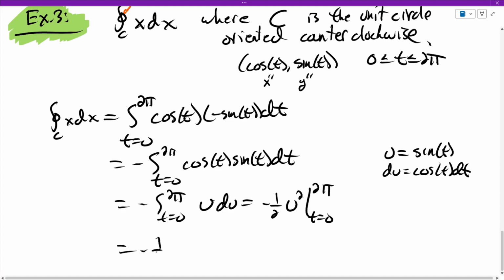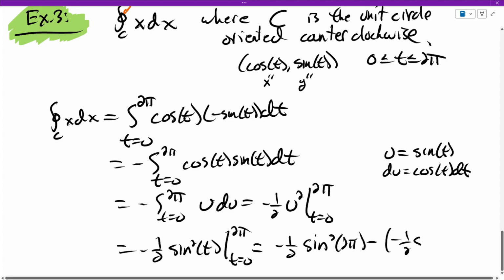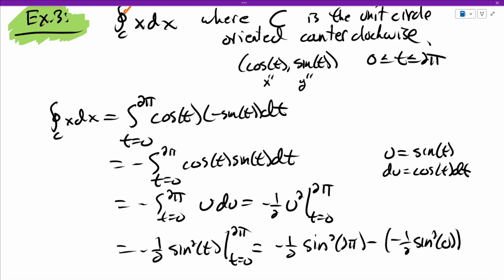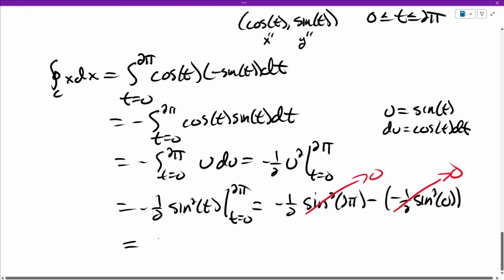So that's negative 1/2 sine squared from t equals 0 to 2 pi. So it's negative 1/2 sine squared of 2 pi. I'm going to do the subtraction this time: minus negative 1/2 sine squared of 0. But both of these are 0 because they're sine of a whole multiple of pi. So we get 0 for this integral over a closed curve.